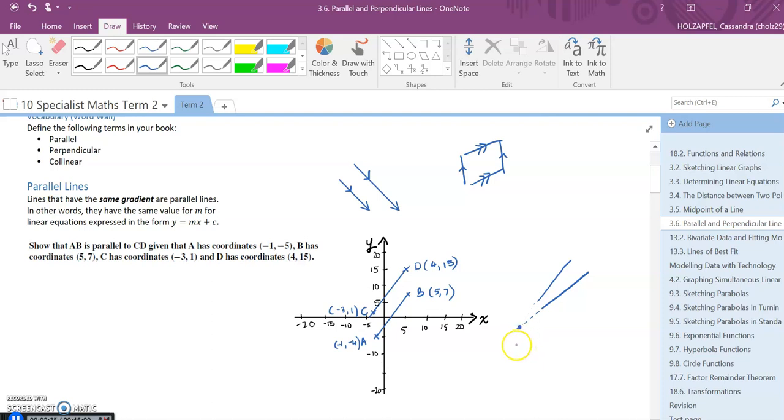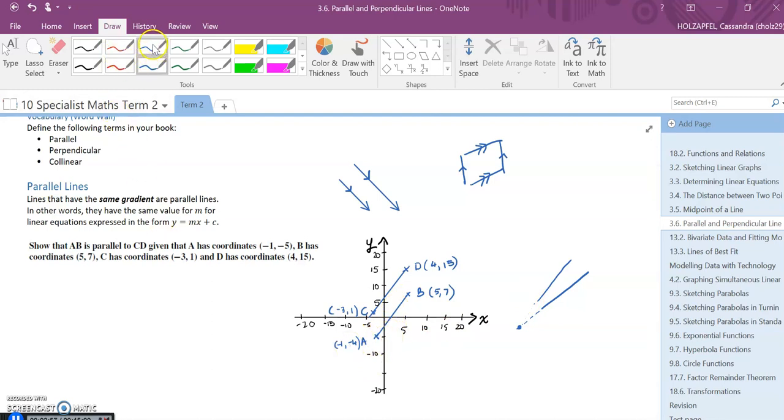All right, so to do this, we actually need to go through and find the equation of each line. I've actually done a video on this, called Determining Linear Equations. If you go back and have a look in the Year 10 Specialist playlist, it should be hanging out in there somewhere. So I'm going to find the equation of this line here, AB.